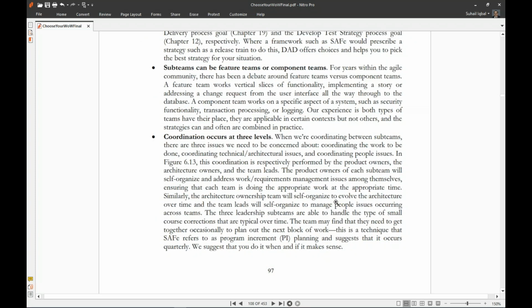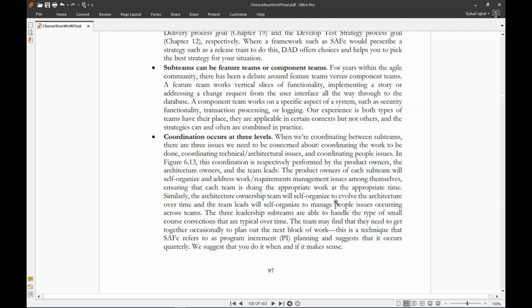Subteams can be feature teams or component teams. For years within the Agile community, there has been a debate around feature teams versus component teams. A feature team works vertical slices of functionality, implementing a story or addressing a change request from the user interface all the way through the database. A component team works on a specific aspect of a system, such as security functionality, transaction processing, or logging. Our experience is both types of teams have their place. They are applicable in certain contexts, but not others. And the strategies can and often are combined in practice.